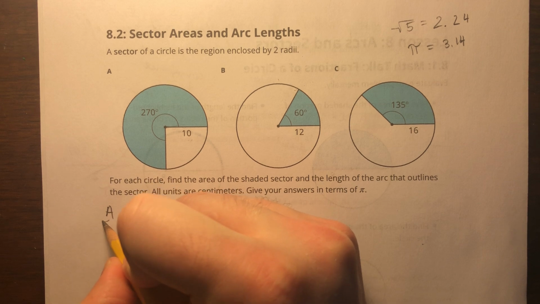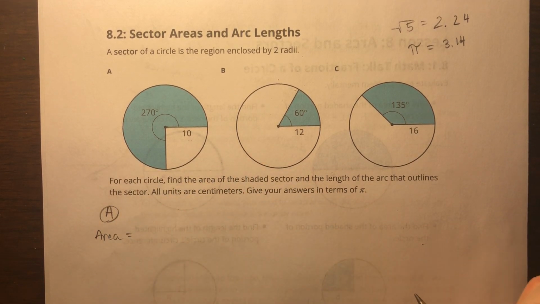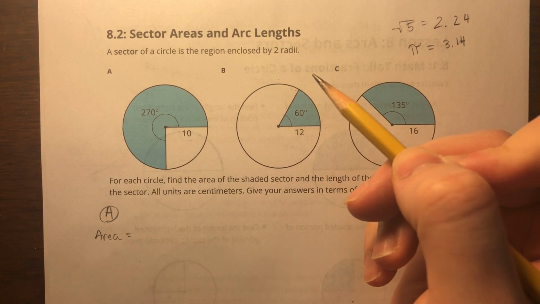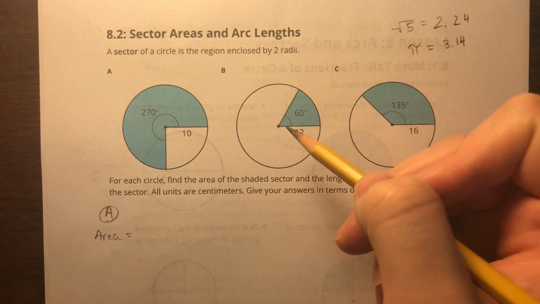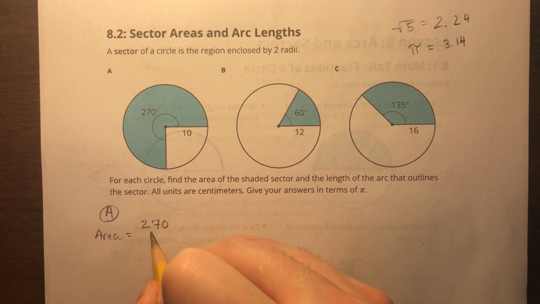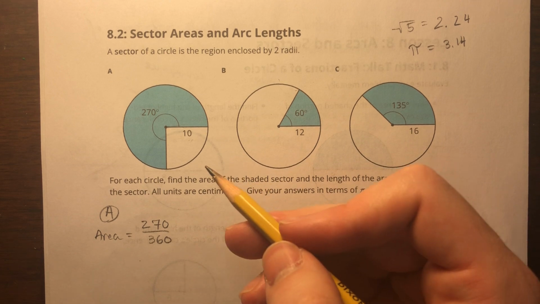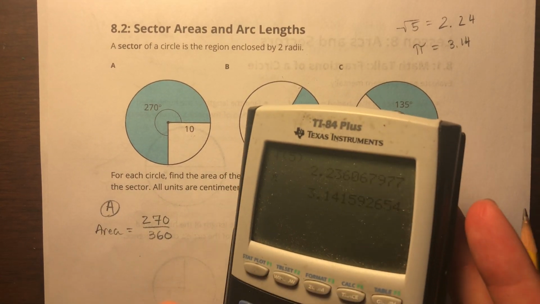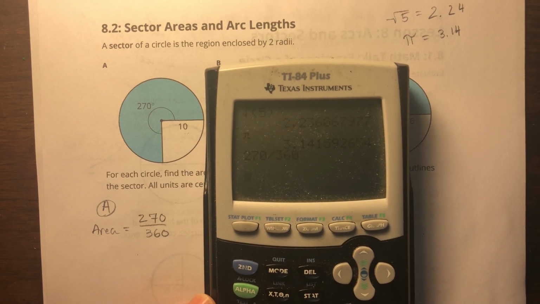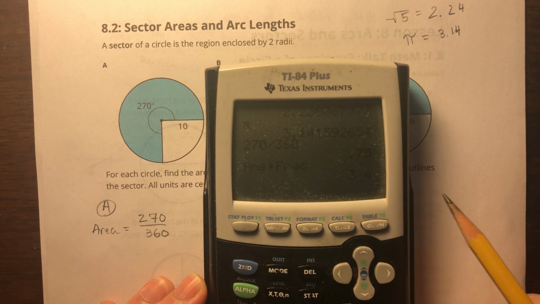All right, so for A, first I'm going to find the area. We know that all the way around the circle is 360. They're telling us that out of that 360, we've gone 270. So I'm going to first write 270 over 360. That's sort of the fraction of the circle. If you put this into your calculator, and some of you probably already see this, you're going to get 0.75, or as a fraction, 3 over 4.